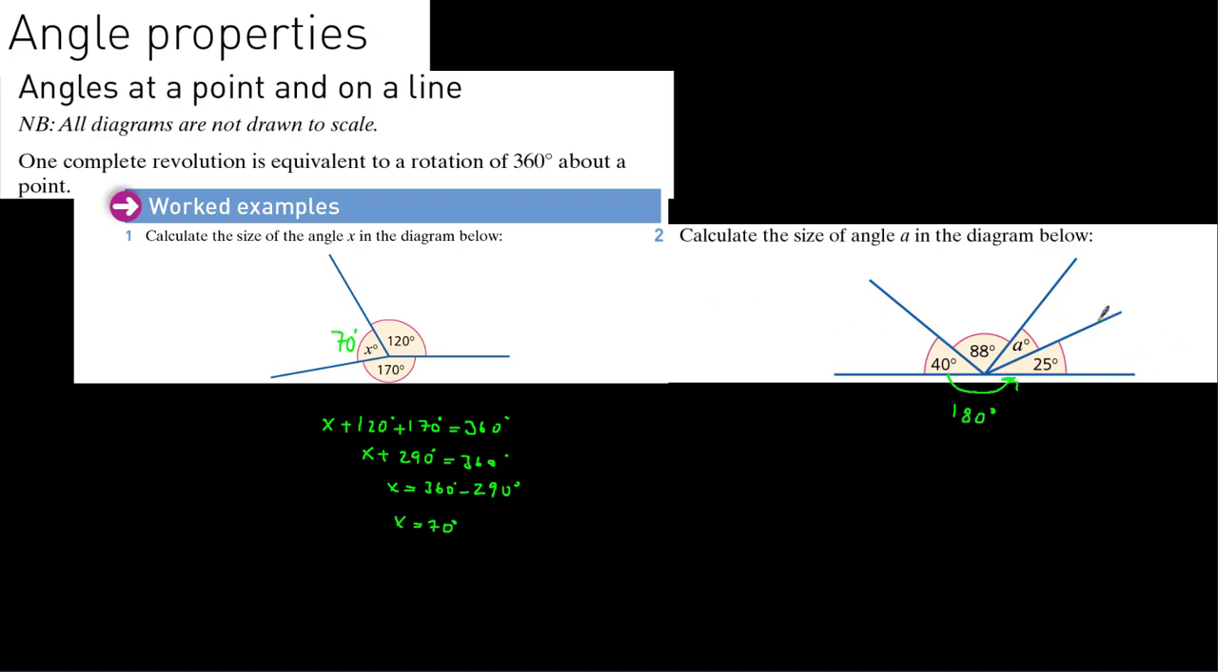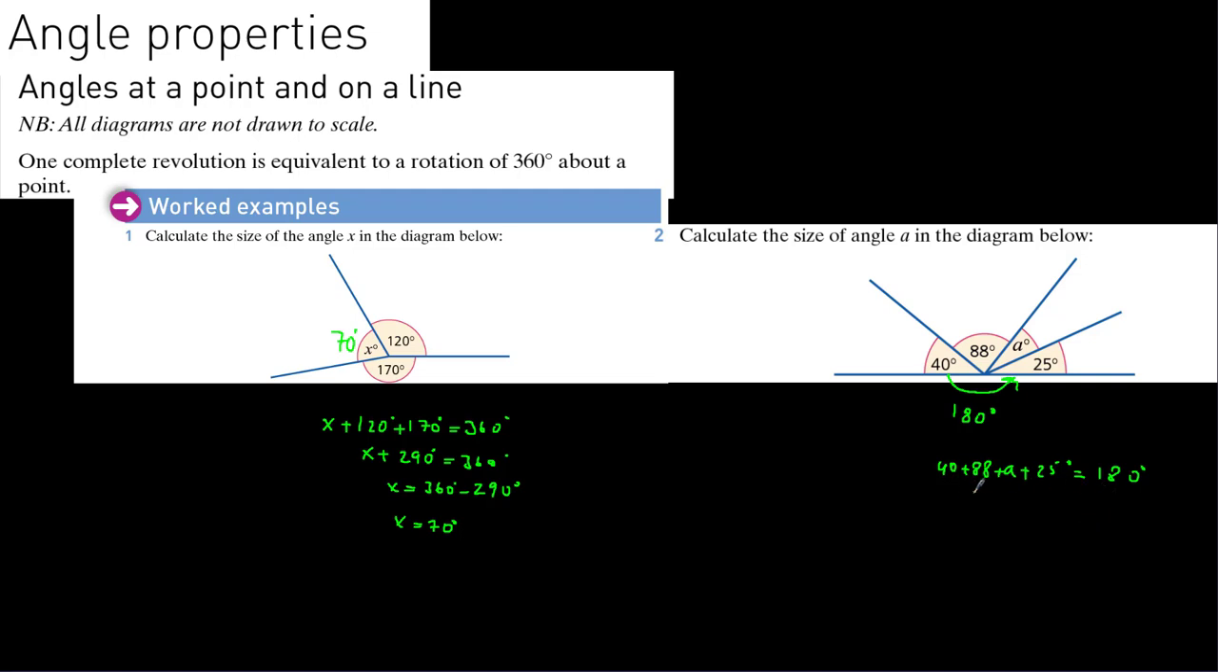The sum should be equal to, because it is half rotation, not half angle, half rotation, so it's going to be equal to 40 plus 88 plus a plus 25. It should be equal to 180 degrees. This half is 180, the other half should be 180 again.